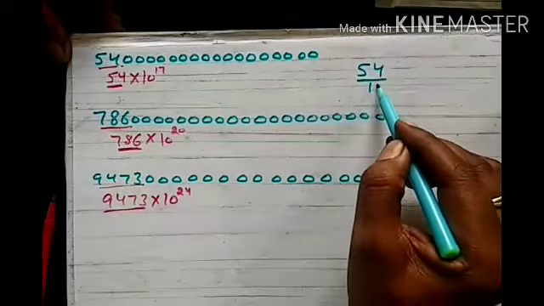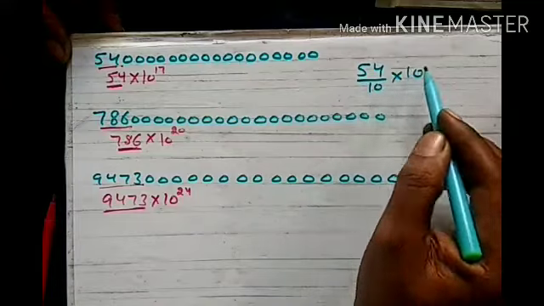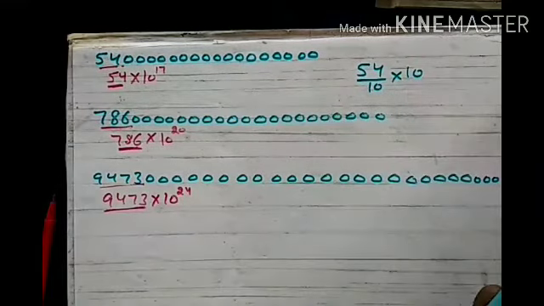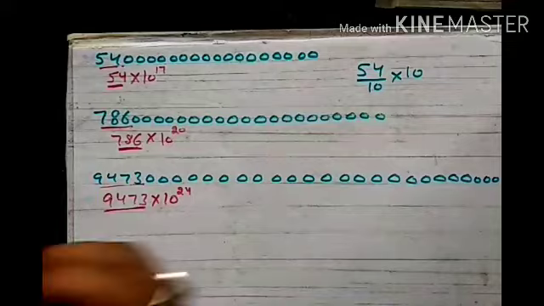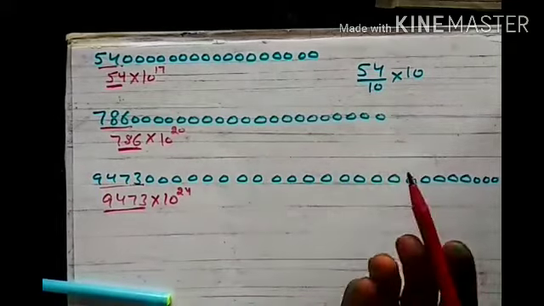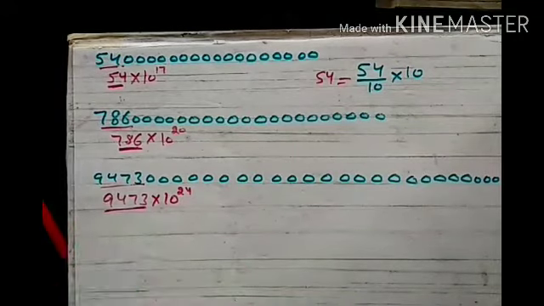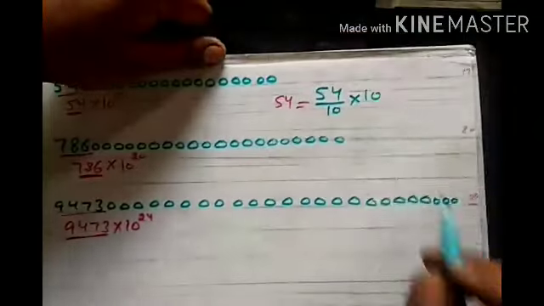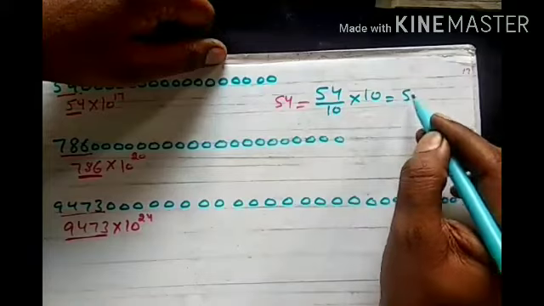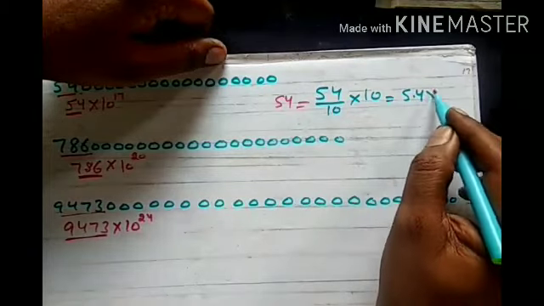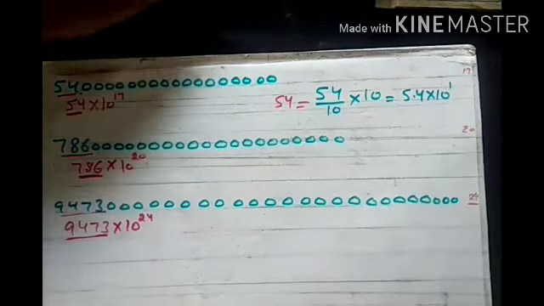If you divide it by 10 and multiply by 10, then there is no change in the number, because if you cut 10 by 10, then it becomes 54. So please understand this thing. Now how will you represent this? You will represent this as 5.4 multiplied by 10 to the power 1.